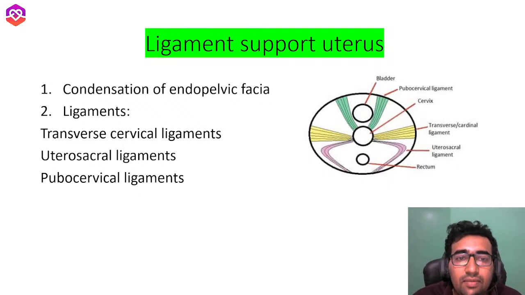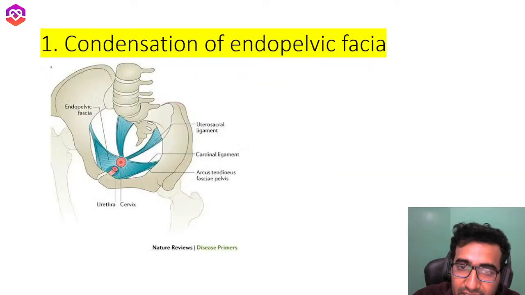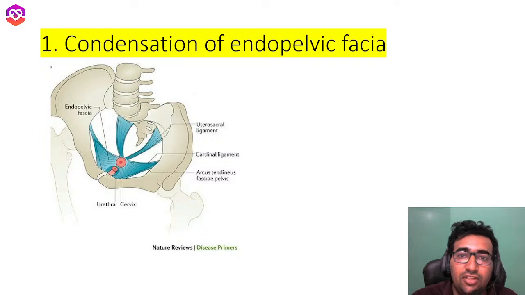But some ligaments are there to support the uterus. You know, uterus can be expanded. Even at that time, uterus should be well supported. Without the support of uterus, herniation will happen. Okay. So support of uterus is by, one, endopelvic fascia. Endopelvic fascia is this one. You can see here. Just wait. Endopelvic fascia is actually there.